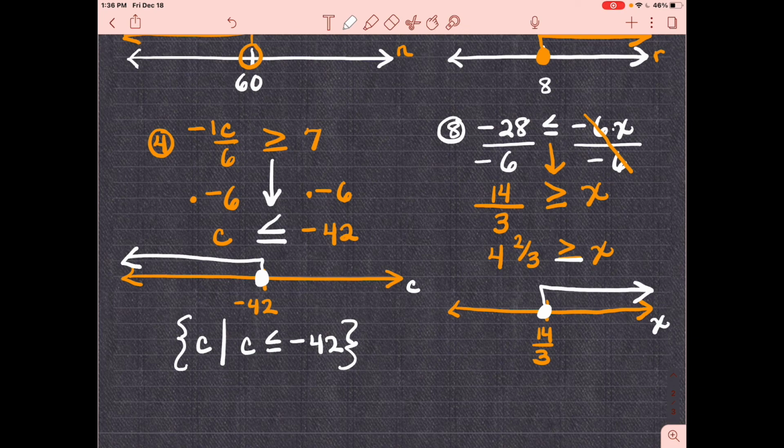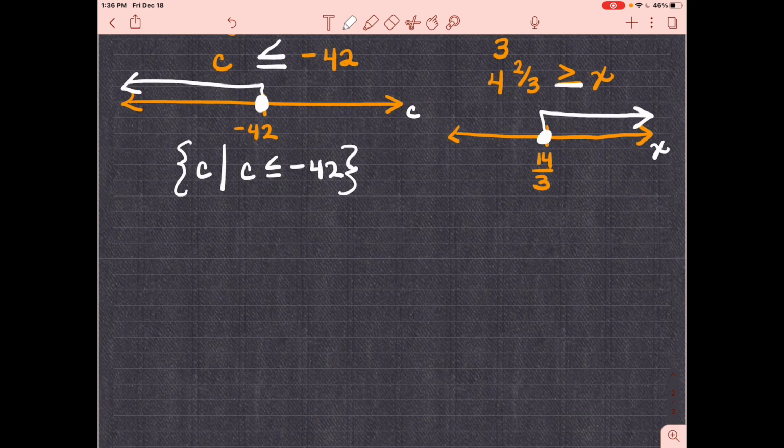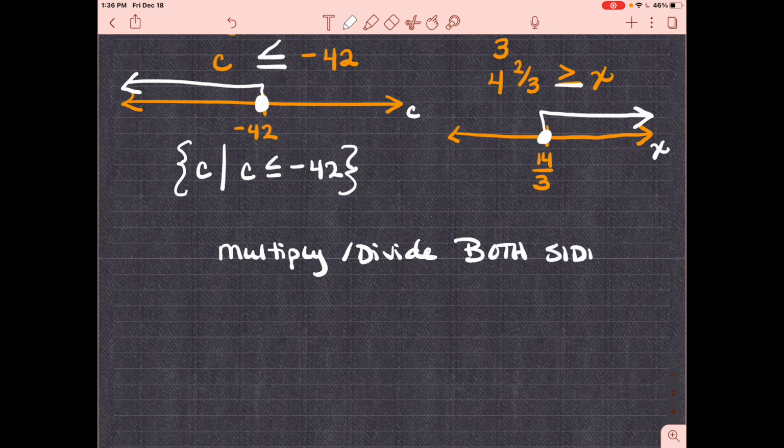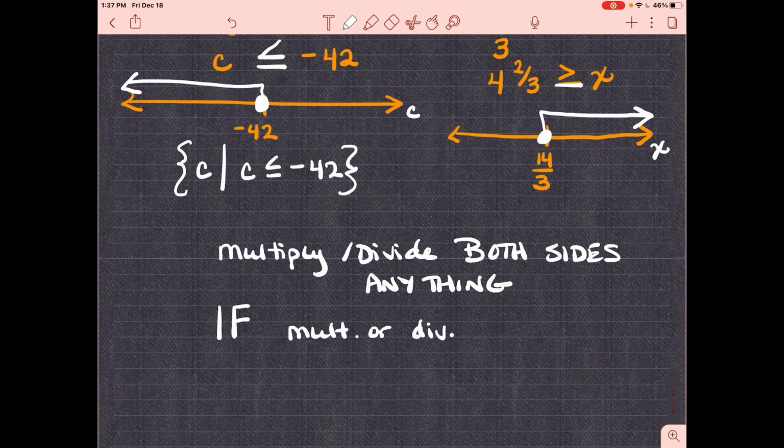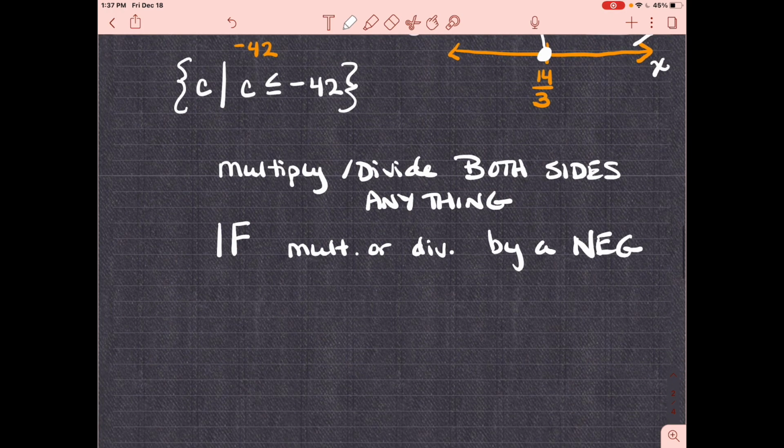What we learned today was that we can multiply or divide by anything we want to if we do it to both sides. And if we multiply or divide by a negative, what do we have to do? We have to flip the sign.